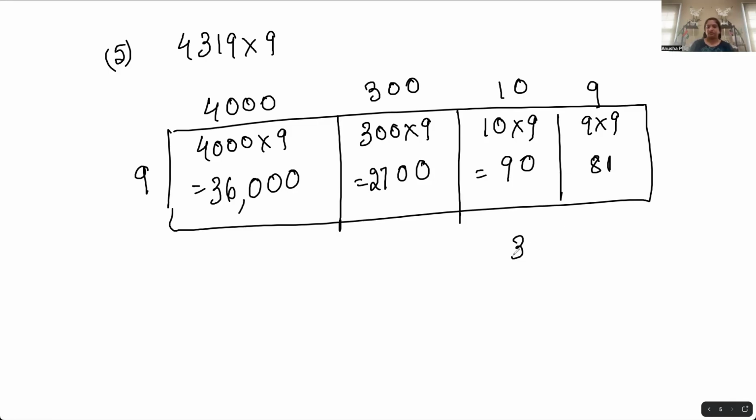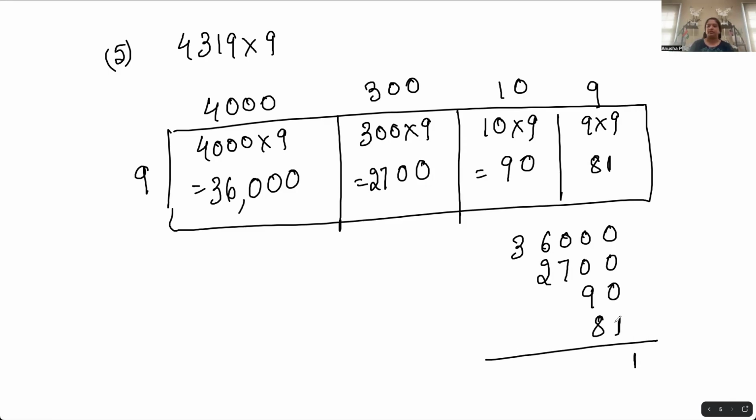Okay. Then it is 36,000, 2700, 90 and 81. Adding: 1. 9 plus 8 is 17. 1. 7 plus 1 is 8. 6 plus 2 is 8, and 3. So the answer is 38,871. Okay, 38,871.